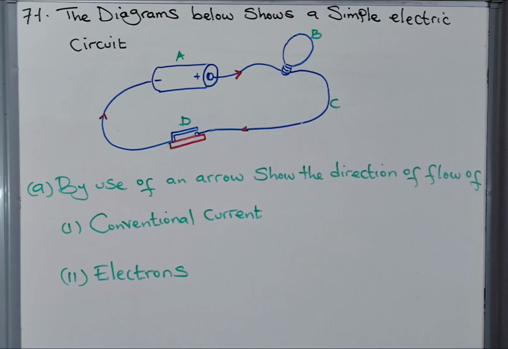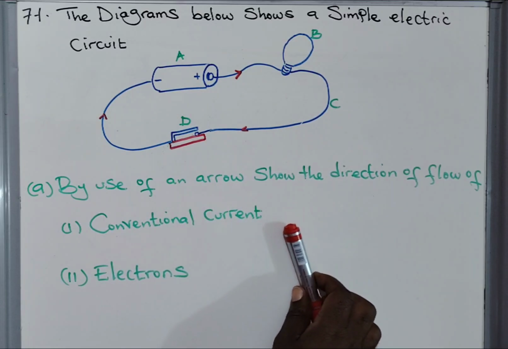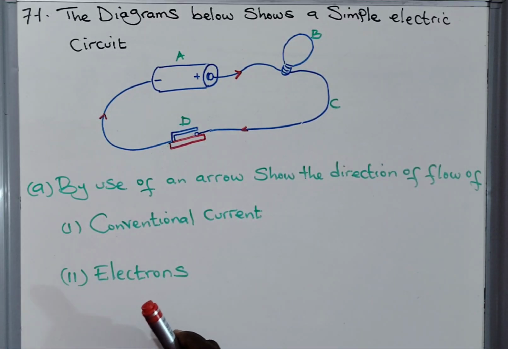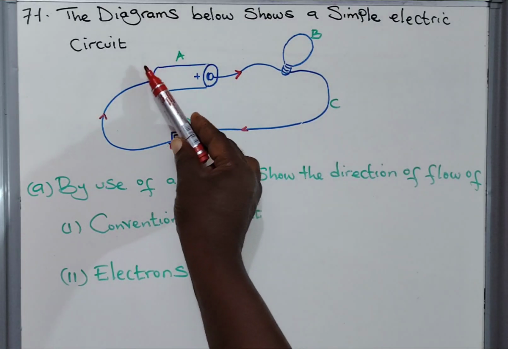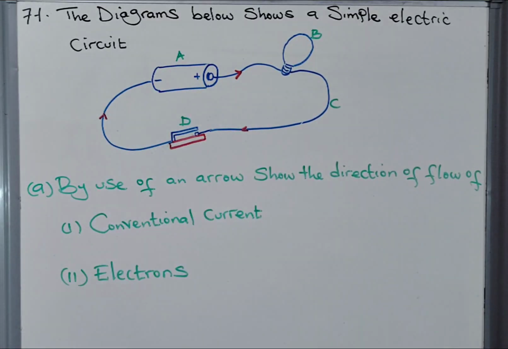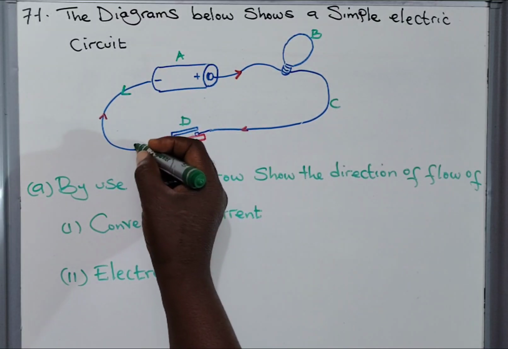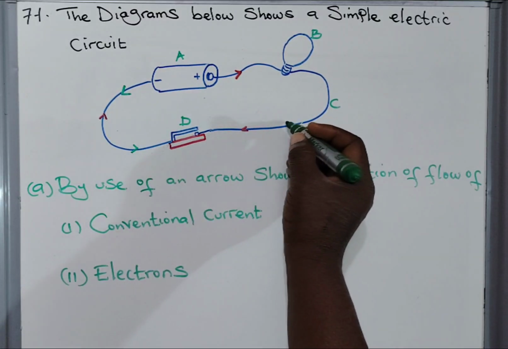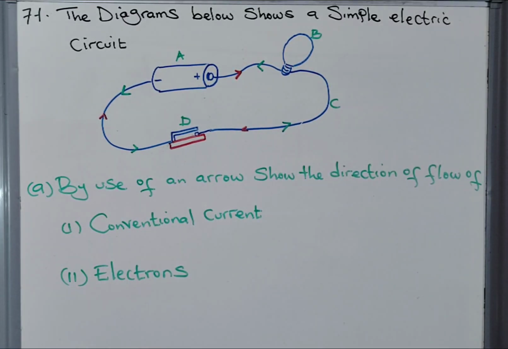Then we come to this one. It says, by use of an arrow, show the direction of flow of electrons. We need to know that electrons are negatively charged. So to show where they are going, you have to locate where negative is, and you draw the arrow away from it. So let us indicate it by green. This is going to be our electrons, moving like that, like that, like that. It is opposite to conventional current.